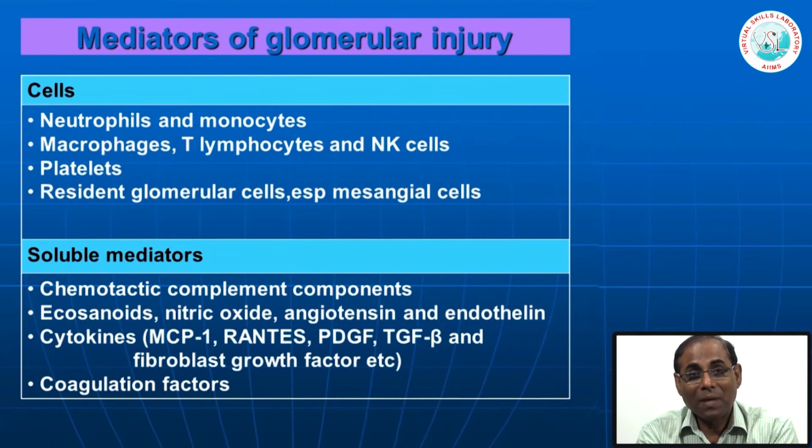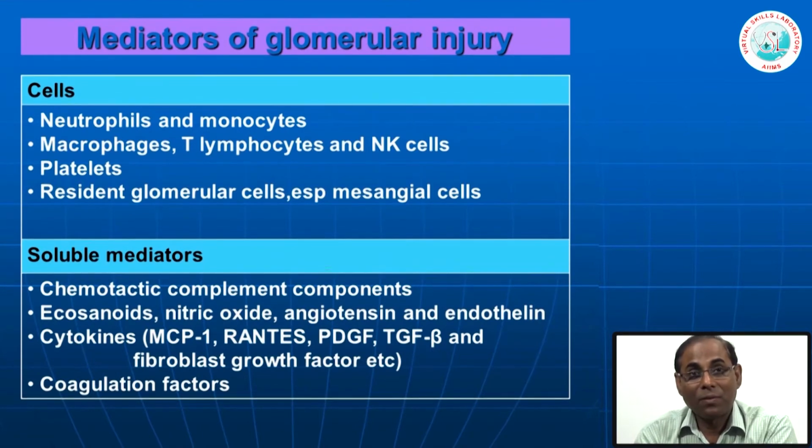Platelets in exudative glomerulonephritis can form thrombi and activate more pro-inflammatory pathways. Resident glomerular cells, especially mesangial cells, are derived from the mononuclear macrophage system. So, in an inflammatory situation, sometimes they can also produce pro-inflammatory cytokines and cause more injury. Now, there are soluble factors like the complement components. C5a is highly chemotactic for the neutrophil, and similarly the eicosanoids, nitric oxide, angiotensin and endothelin.